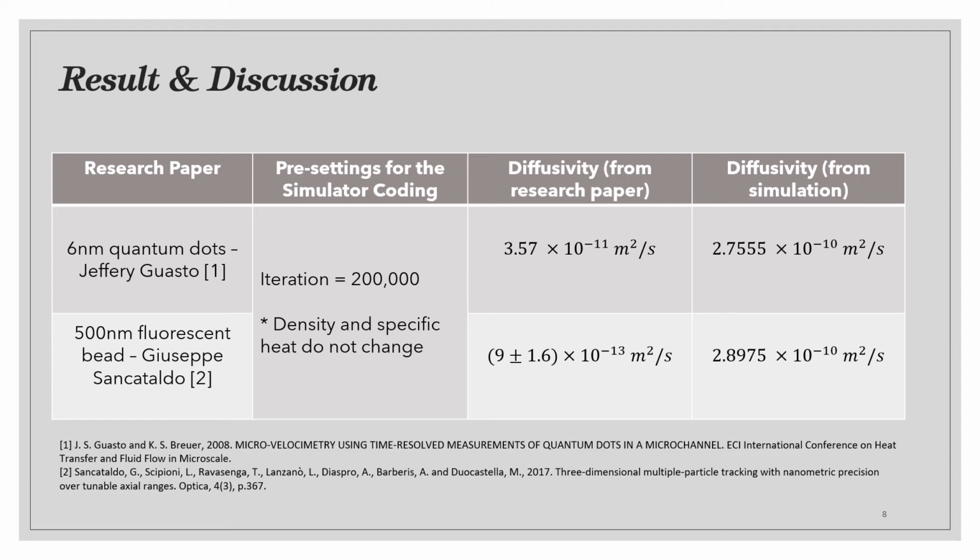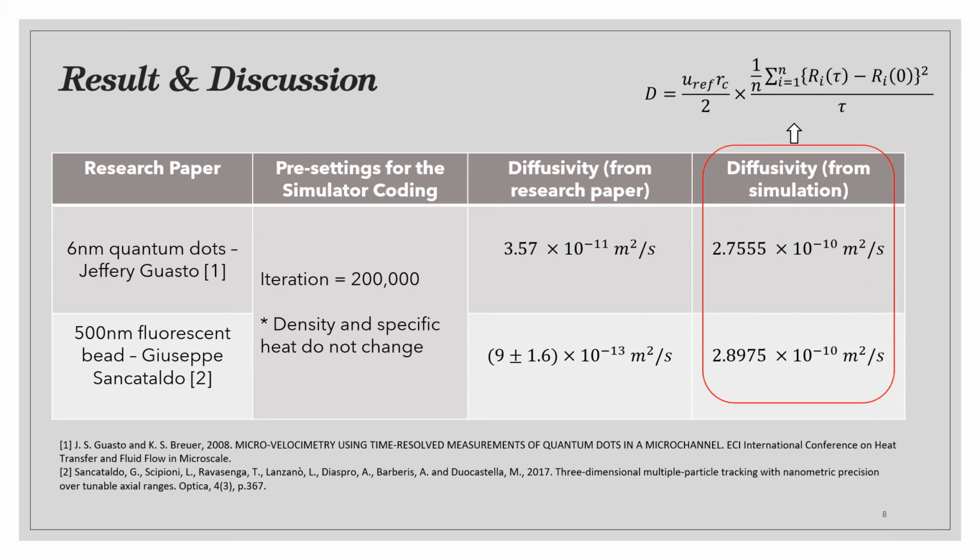The simulation results are calculated by the following equation, where uref is the reference velocity and RC is the cut-off radius of the nanoparticles. Meanwhile, the following part is the gradient value obtained from the graph after simulation.